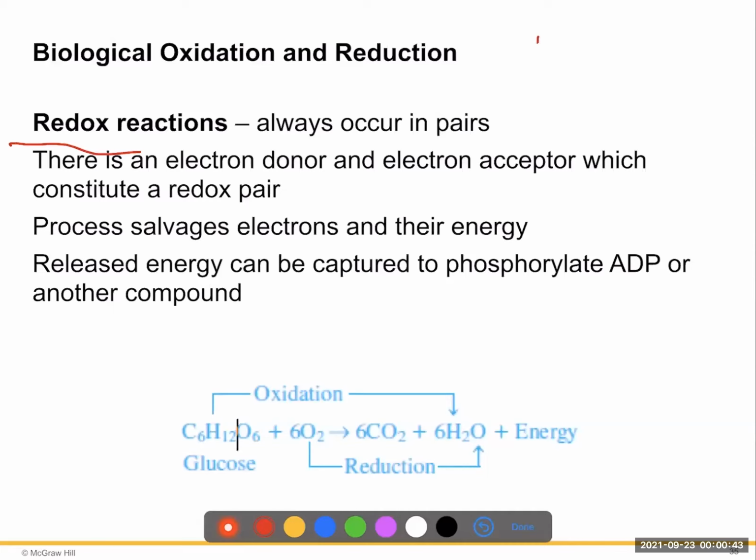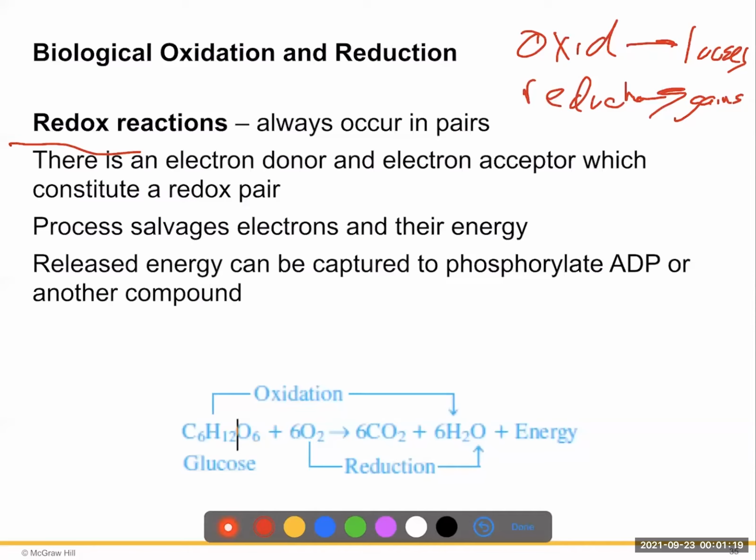Okay, oxidation loses electrons. Reduction gains electrons. Now you've got to remember, electrons are negative. So the number is getting lower. You're getting more of a negative charge if you gain them. So reducing means you're gaining electrons, because you're gaining negative charges, which makes your oxidation number less. So oxidation loses electrons, reduction gains electrons.